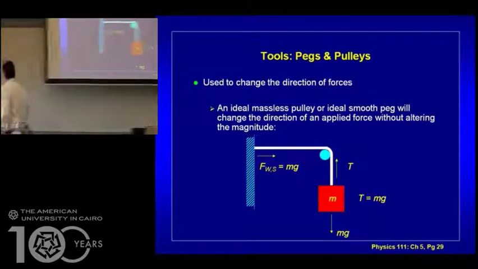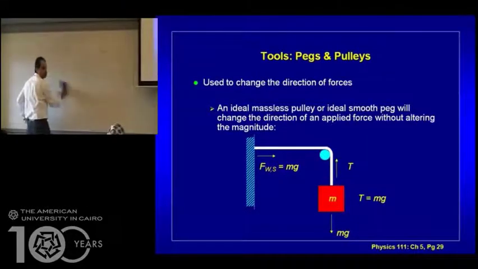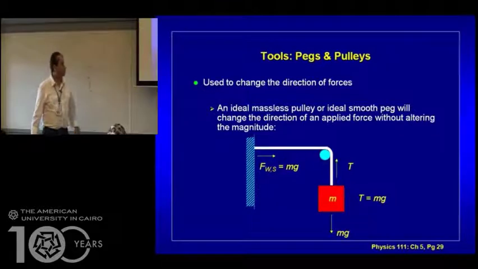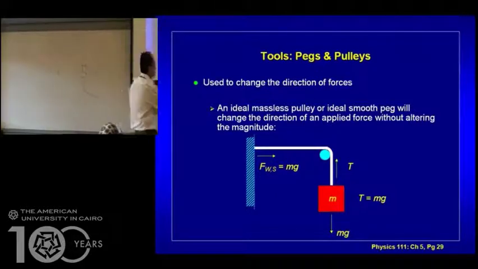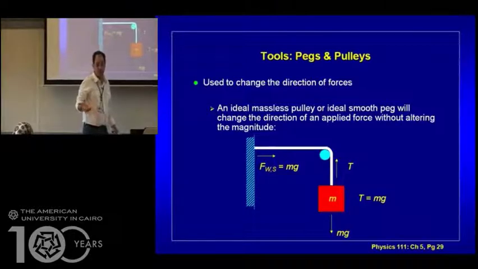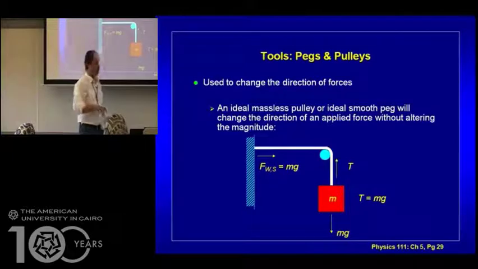Let's draw it. Sorry. Free body diagram. This is the object m. That's mg down, and the tension is up. The tension is pulling this object up. You hang that object by the wire. That means that the tension is up. Okay? So this is the direction of the tension.